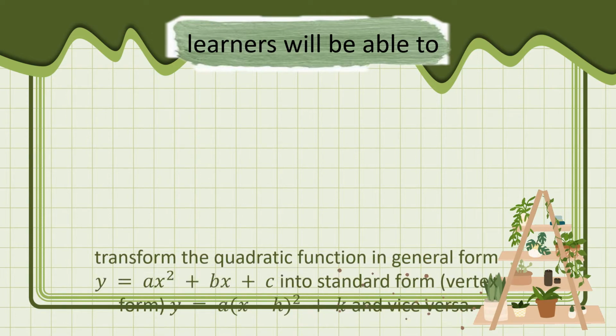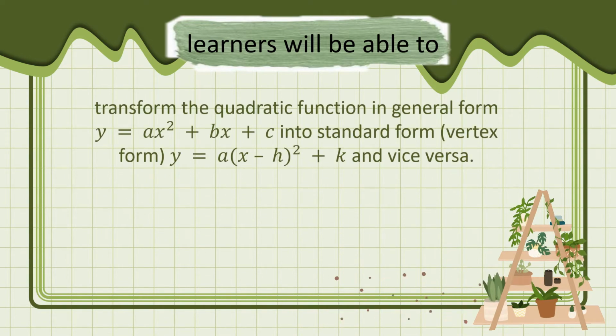So learners will be able to transform the quadratic function in general form, y is equal to ax squared plus bx plus c, into standard form or the vertex form, y is equal to a quantity x minus h raised to the second power plus k, and vice versa.